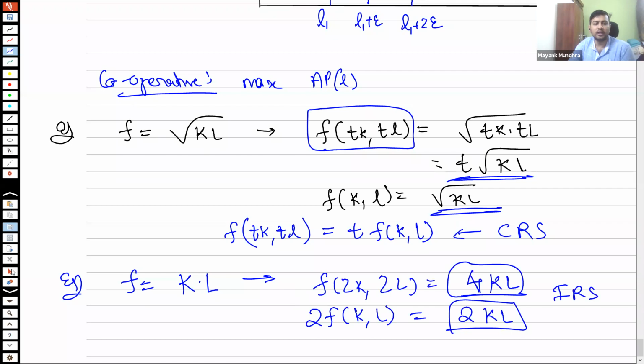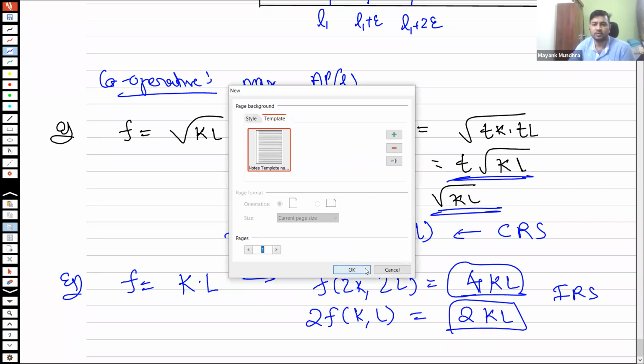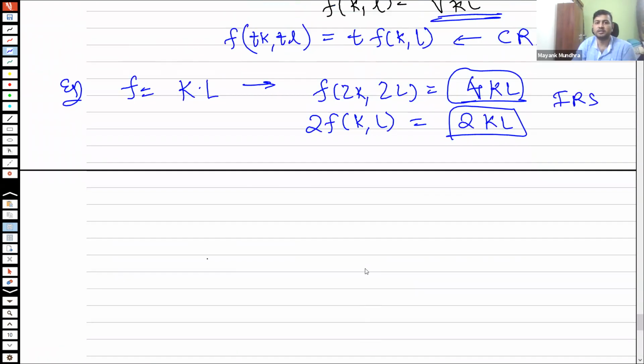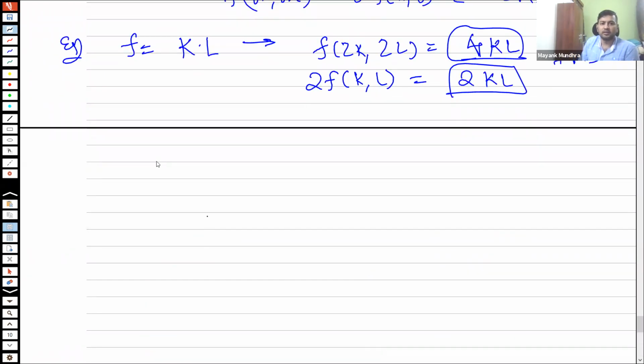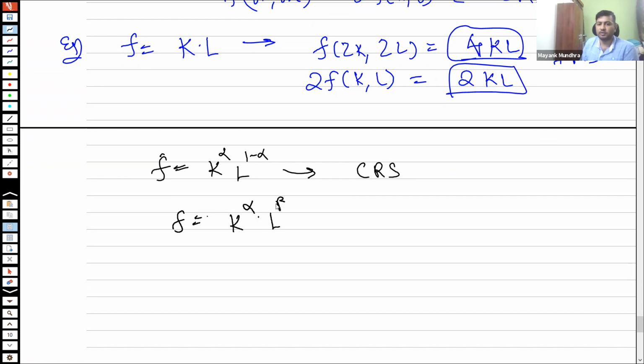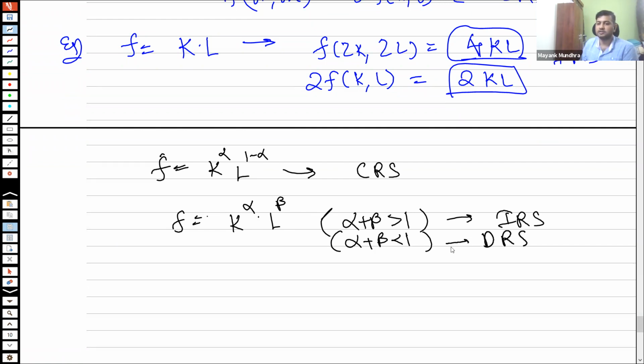Okay. So you can look at a bunch of other examples here. You can play with these numbers and you'll get different examples. The whole idea is, if you have a Cobb-Douglas function, which looks like this, f equals k to the power alpha, l to the power 1 minus alpha, then this is going to be constant returns to scale. If you have f equals k to the power alpha into l to the power beta, such that alpha plus beta is greater than 1, then you are going to have increasing returns to scale. And if alpha plus beta is less than 1, then you're going to have decreasing returns to scale. So if the powers add to 1, you get constant returns. This is true for all the Cobb-Douglas type production functions.